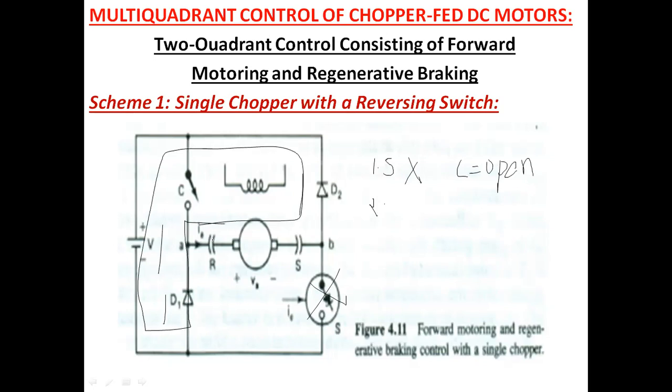So the energy stored in the armature circuit is again fed back to the source, and the armature circuit current will be falling to 0. So that means when we activate the switch, the motor will be charging.